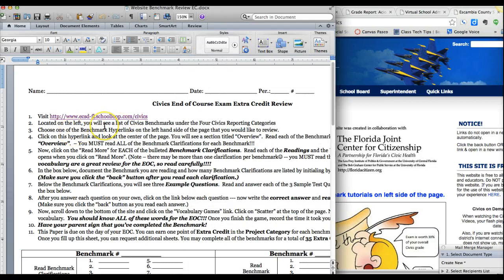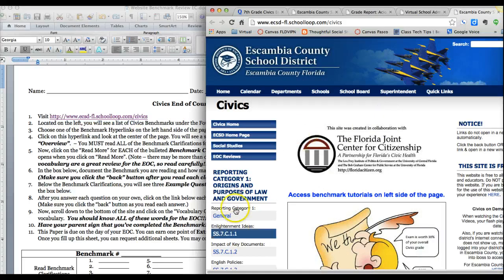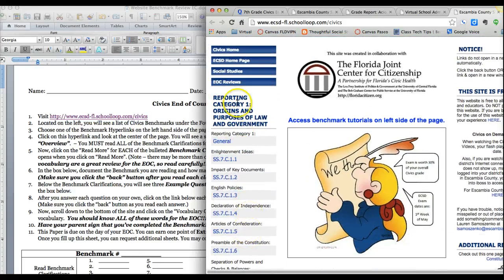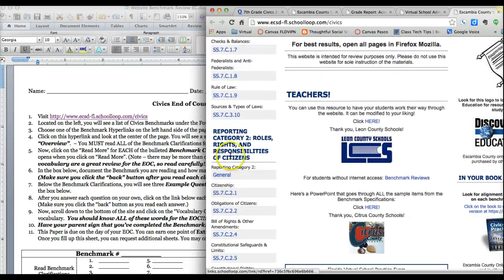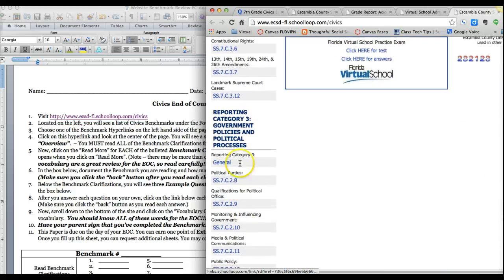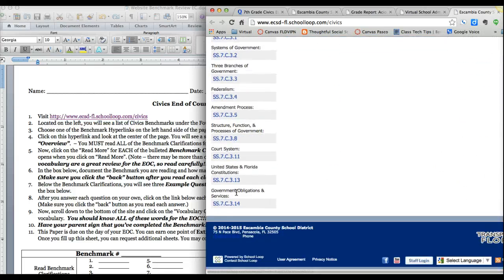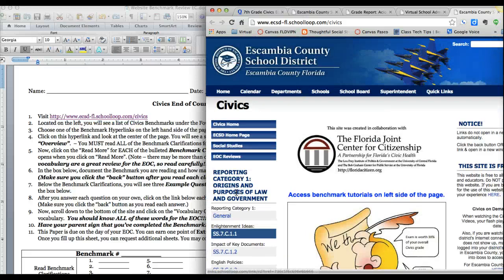Step two, it says located on the left, you'll see a list of the civics benchmarks under the 4 reporting categories. So over here on the left, this is reporting category 1. The benchmarks, or the things you have to learn for civics, are put into 4 categories. In category 1, these numbers and letters right here are benchmarks. Each one of these is a benchmark. There's 35 altogether. This is category 2 and the benchmarks that fall under it, category 3, category 4. If you use this website and do what I'm asking you to do for this review, you will ace this test, no problem.